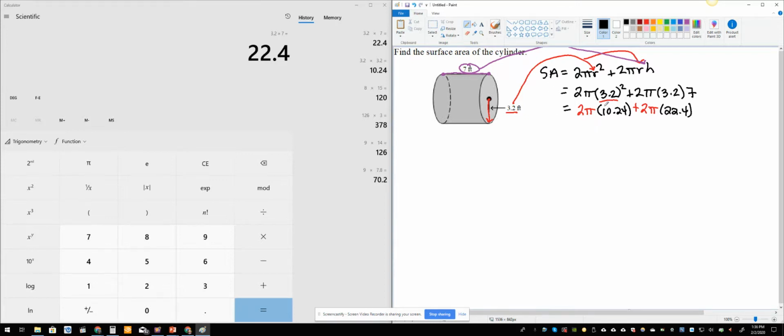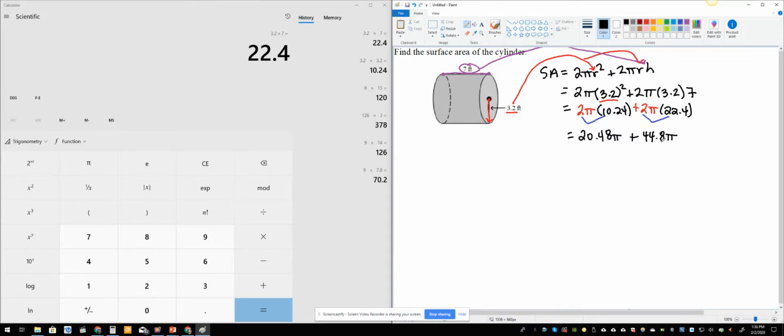Okay, when we do this, we can now multiply one more time. So as we come through and we multiply, this is 10.24 times 2, right? Because we can put those together, and the same thing here. So this is going to be equal to 10.24 times 2, which is 20.48 pi. And then over here, 2 times 22.4 is going to become 44.8 pi.